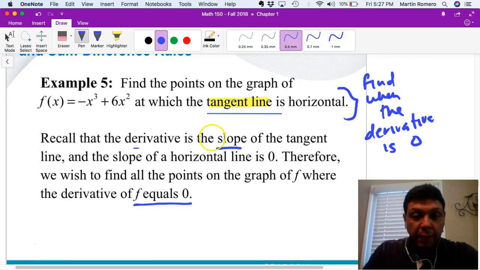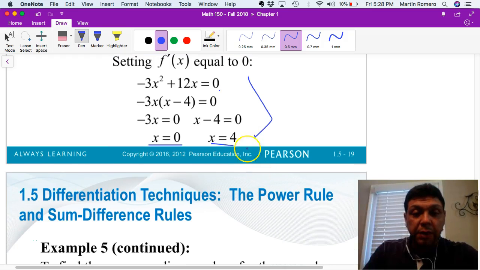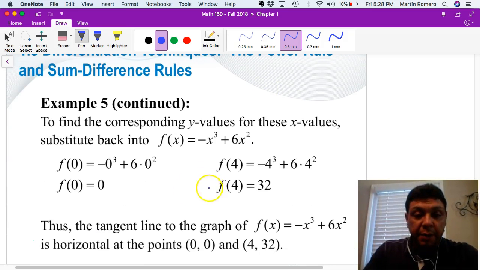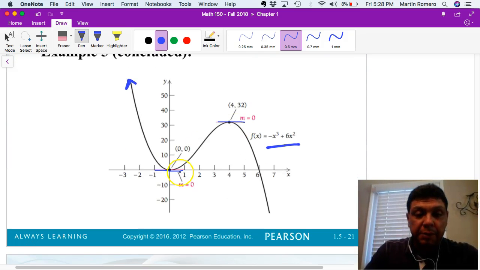That's what it was asking there as we go through that example. Then to find the corresponding y values, you plug in 0 and 4 into the function, and you find out where that happens, and you can see that's (0, 0) and (4, 32).